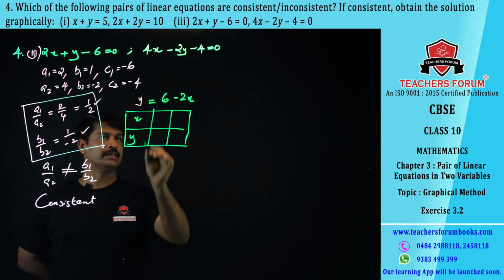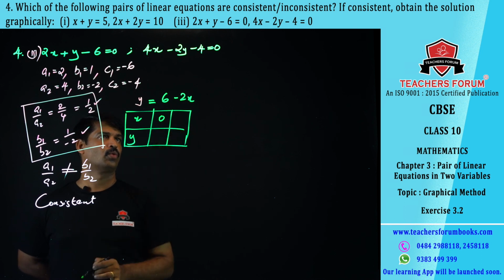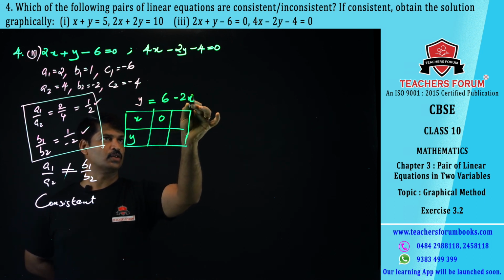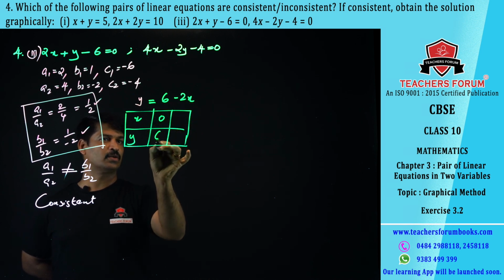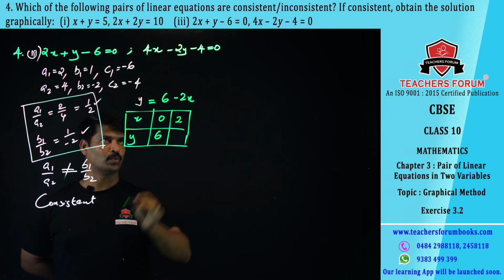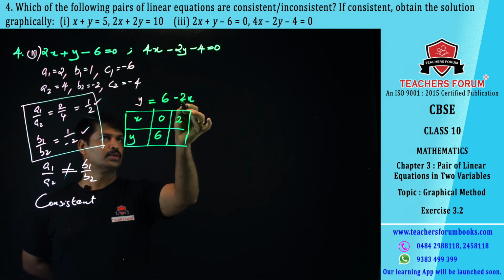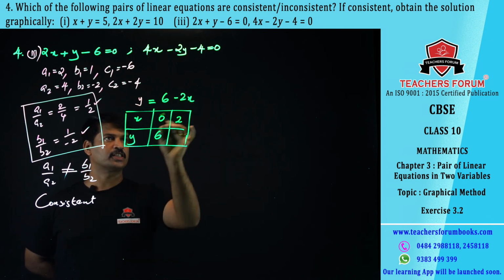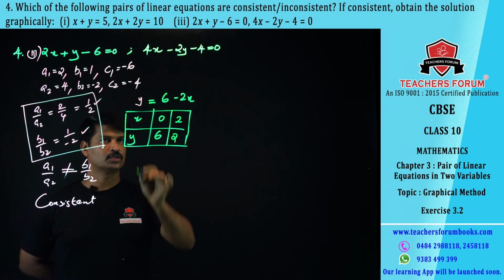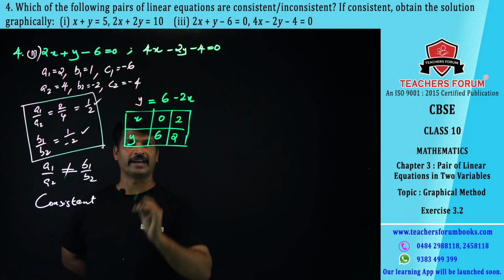Okay, let us substitute x as 0. Then what will be y? If you put x is equal to 0, y will be 6 minus 0, that is 6. Let us put x as 2. When x is 2, 6 minus 2 into 2, 4. 6 minus 4, that is 2. Is it clear? So you got the values of x and y.